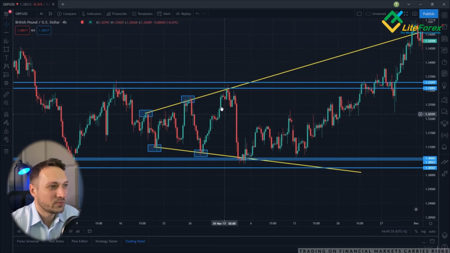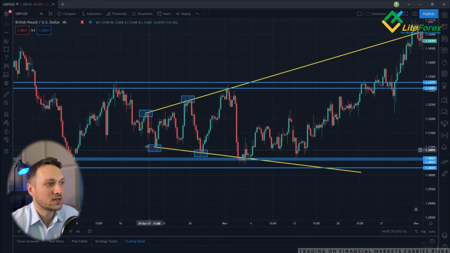So this is basically how we trade this formation. What you need to remember is that we need to have 2 points on the upper side, 2 highs and 2 lows. We trade the 5th and the 6th wave.